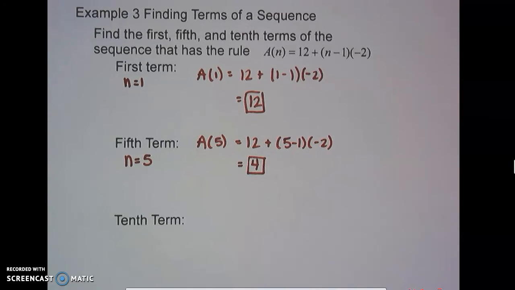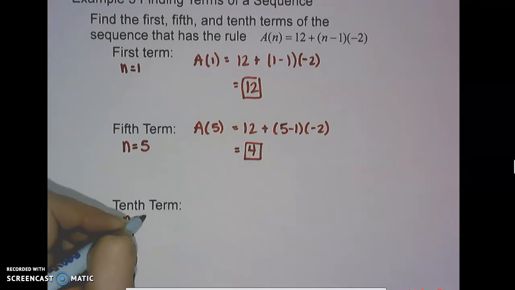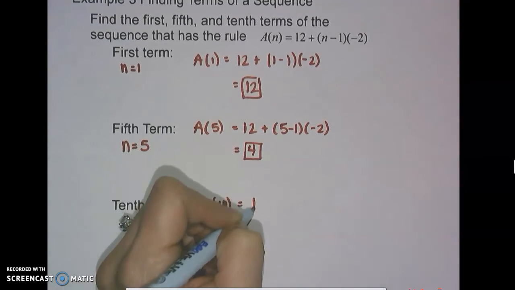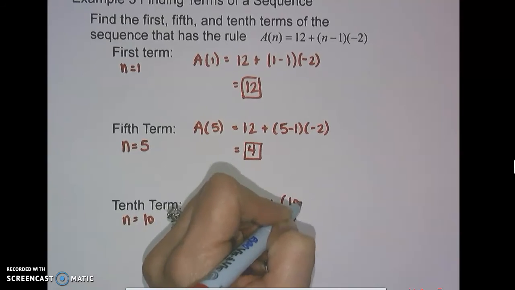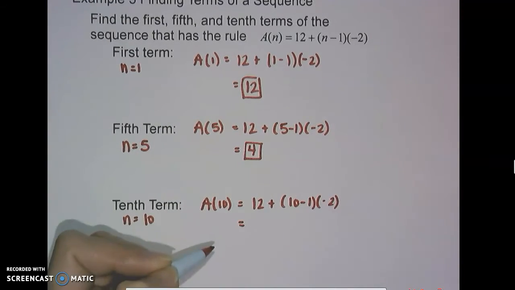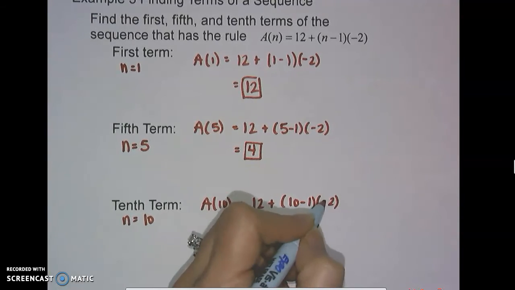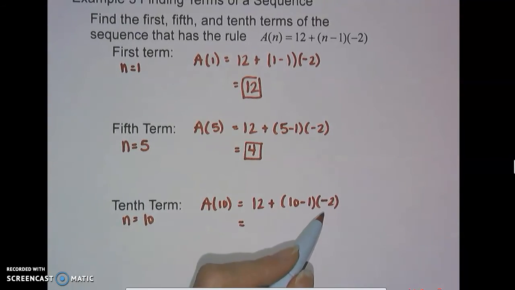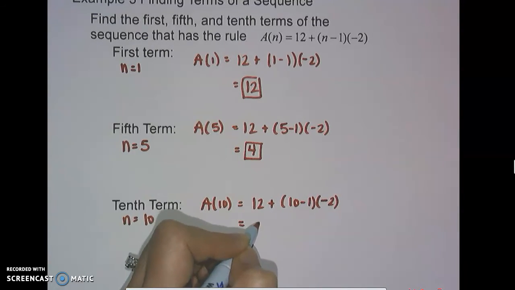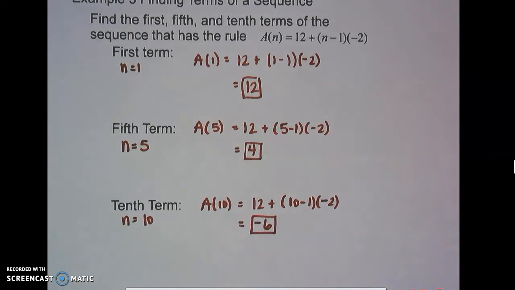Last one here is the 10th term, which means that now n is going to equal 10. So we're substituting that in. And then we're going to perform those operations. So 10 minus 1 is 9. 9 times negative 2 is negative 18. 12 plus a negative 18, or 12 minus 18, is a negative 6. And so that's going to be our 10th term.